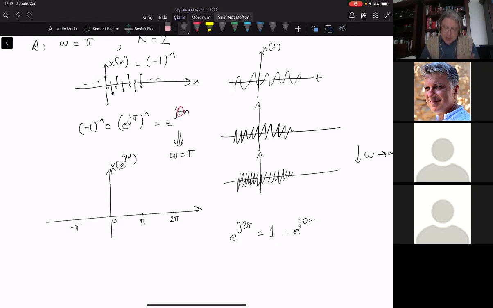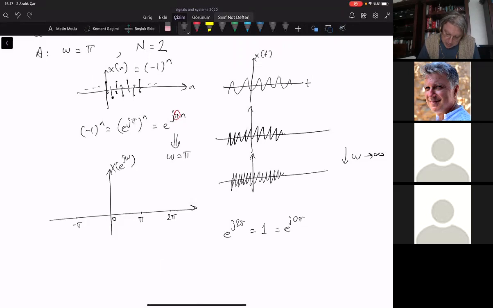So whatever this shape of x of e to the j omega is, it must be periodic, like, I don't know, maybe something like this. A shape like this between minus pi and pi, and then it repeats itself around 2 pi in a similar way, and around minus 2 pi, etc. So this x of e to the j omega is necessarily 2 pi periodic, and that is a critical thing that you must always be aware of.